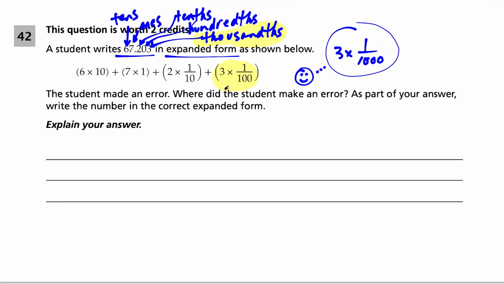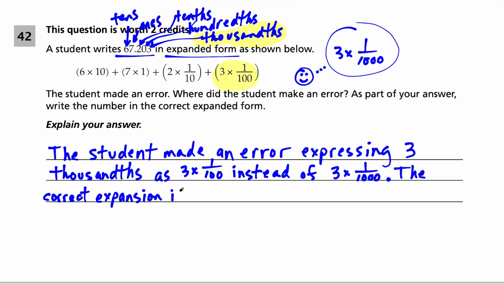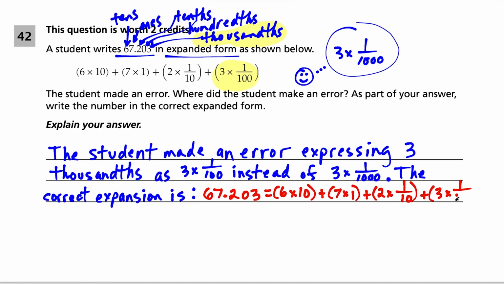The student made an error and their mistake was they did 3 times 1 over 100 instead of doing 3 times 1 over 1,000. And then after this, we could write the correct expansion. So we have our explanation and we have the correction here. Remember, we are switching 3 times 1 over 100 to 3 times 1 over 1,000.